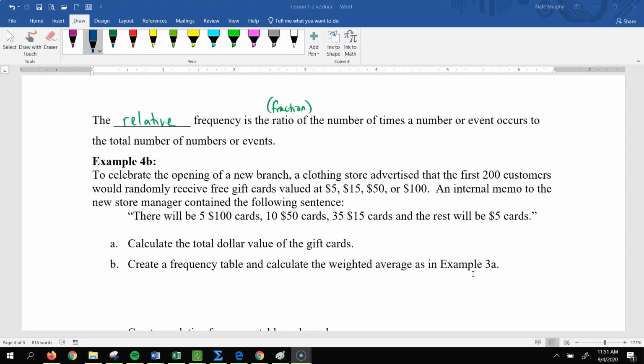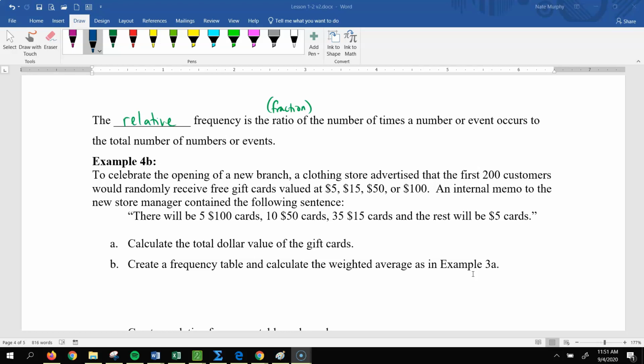So there's 5 $100, 10 $50, 35 $15. If you add those together, that gives you a total of 50 gift cards that we're aware of. So that means if there's going to be 200 customers, there's 150 left over. So there's going to be 150 of them that are $5 gift cards.